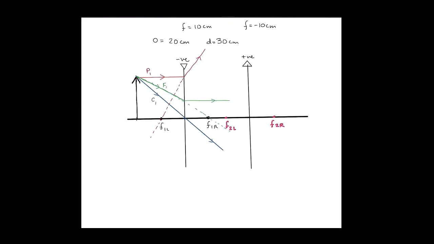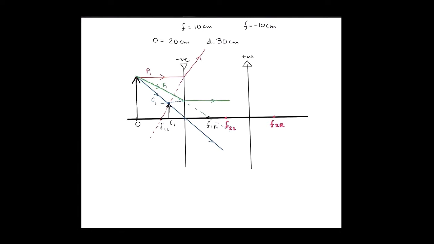Now, where do all 3 points hit? As such, it doesn't seem like they're all hitting somewhere. But if I extend this one back, they all seem to hit here. And that is indeed where my image 1 will be. This is my object, and that's where my image 1 will be. Now comes the hard part.